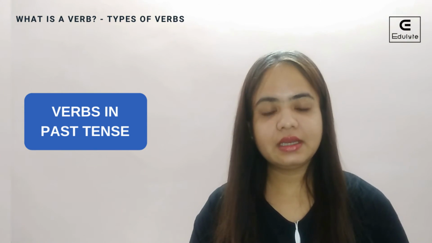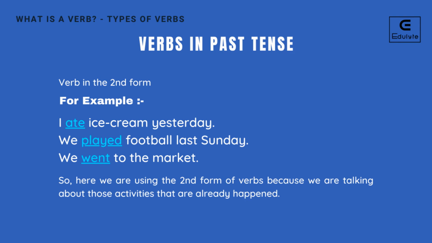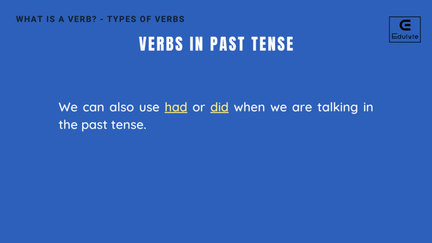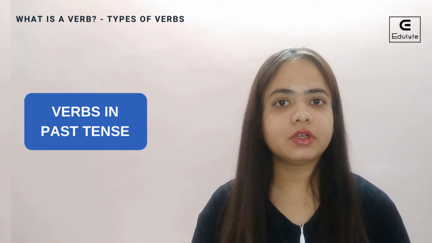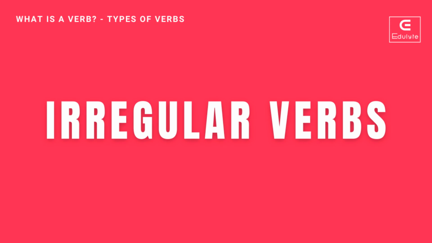Moving on to the past tense. So here we need to use the verb in its second form. I ate ice cream yesterday. We played football last Sunday. We went to the market. So here we are using the second form of the verbs because we are talking about those activities that have already happened. We can also use had or did when we are talking in past tense, but we need to be very particular about which form of verb we are using.